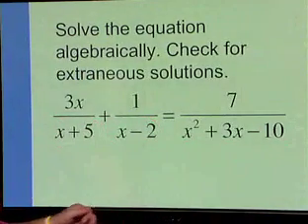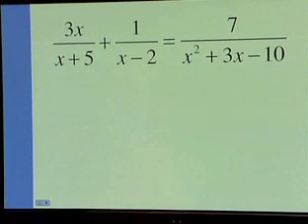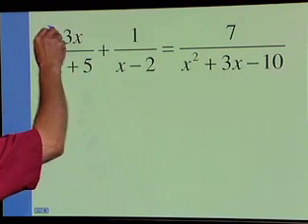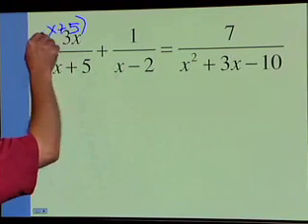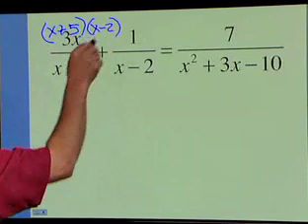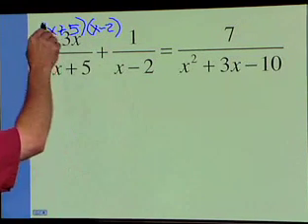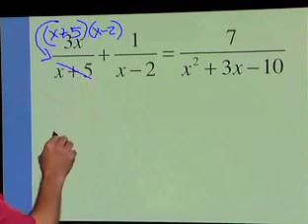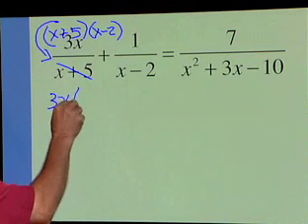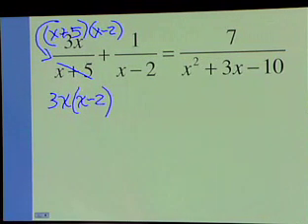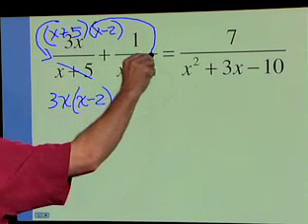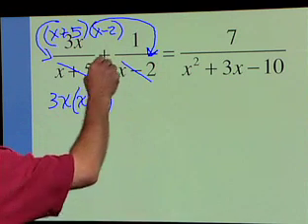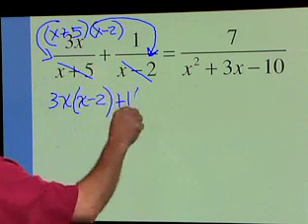So we're going to multiply both sides of this equation by x plus 5 times x minus 2. I'm going to create this on a slide where I have more room. When I multiply by the first term, 3x over x plus 5, the x plus 5s will cancel, leaving me with 3x times x minus 2. When I distribute it to the second term, the x minus 2s will cancel, which leaves me with plus 1 times x plus 5.